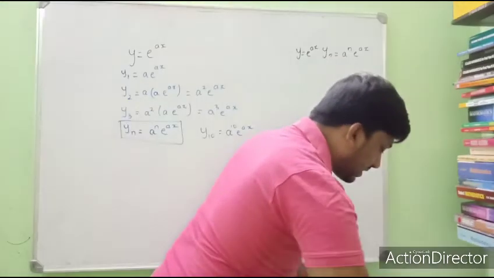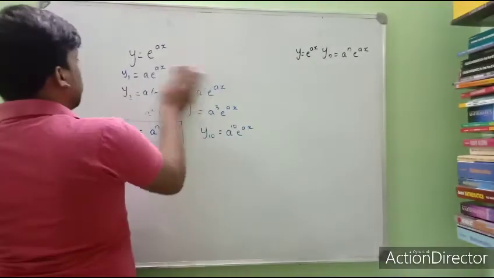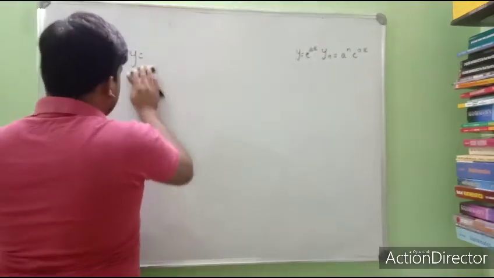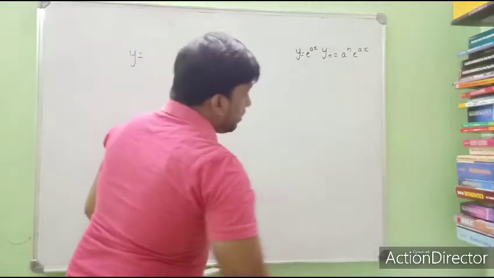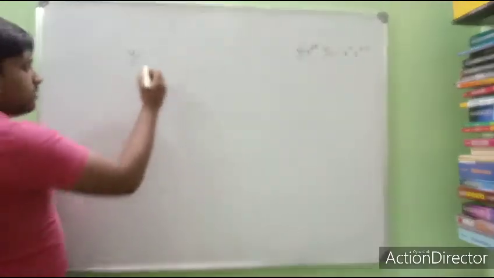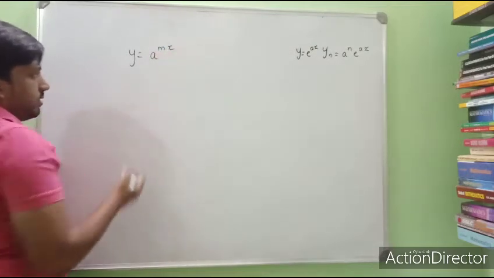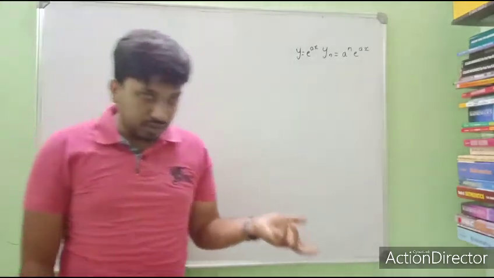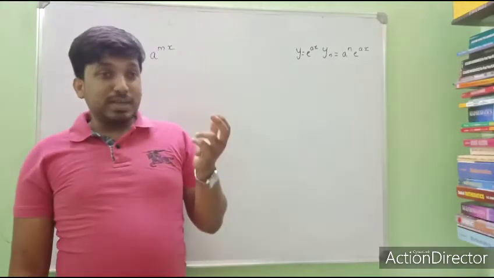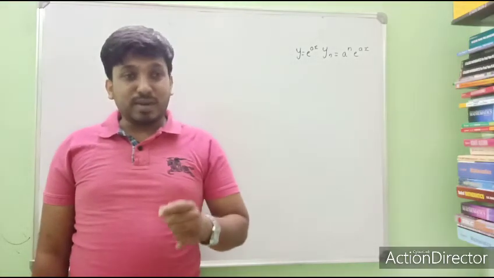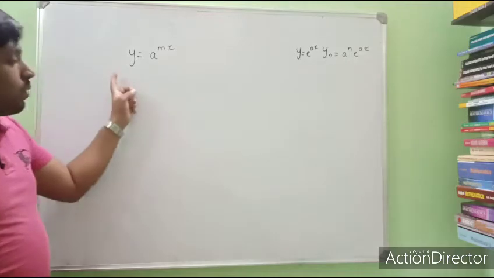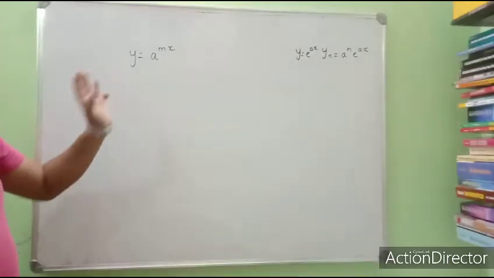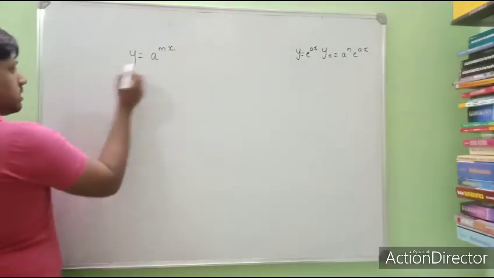Let us see the second standard form, that is y is equal to a to the power of mx. This is the second standard form we have in the engineering book. Anyway, I am discussing the paper 1 M1 of engineering mathematics, VTU syllabus. So y is equal to a to the power of mx we have. How will you be differentiating it? Let me take the first derivative.